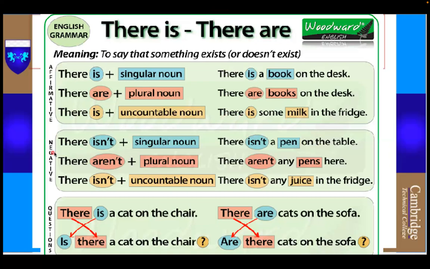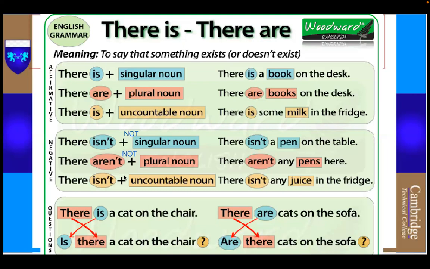And the negative is the same. Same thing, we just reverse it. For the negative, we add n't or not. There is not. It's the same rule, but we add not at the end. There is, and we add not: there isn't. There are not: there aren't. The same thing. Nothing changes. Is that clear?